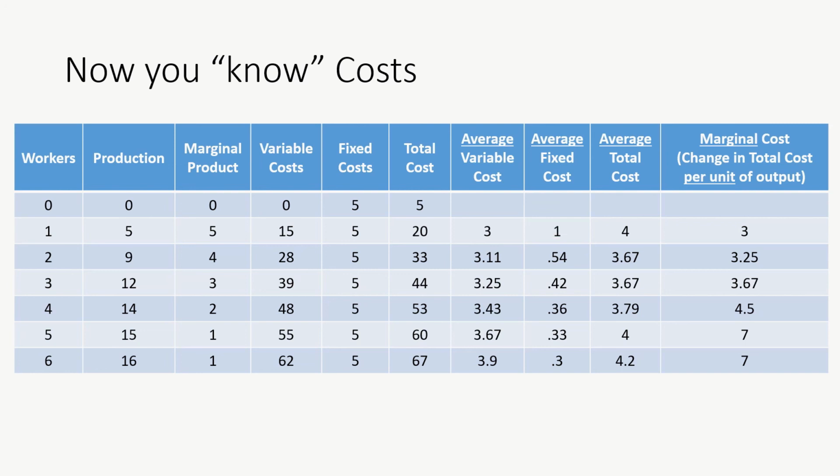Notice that the average variable cost of $3 plus the average fixed cost of $1 adds up to a total of $4, the average total cost. So average total cost is equal to average fixed cost plus average variable cost. And you can see that in the table.